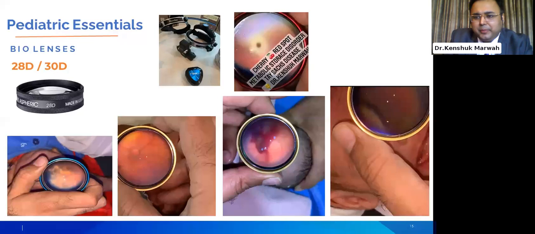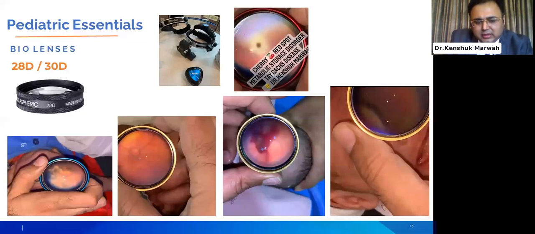Now coming to the pediatric essentials, I have been doing retinopathy of prematurity screening. I've been seeing babies in corporate hospitals, and I would like to share some images which I have taken. The extreme left image I've taken with the 2.2. It is the lasered ROP. ROP examination is actually a sight saver for the kids, and the second one, the golden lens that you're seeing, is the 28 diopter lens.